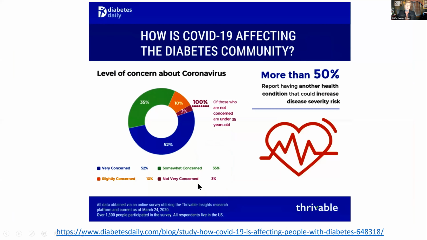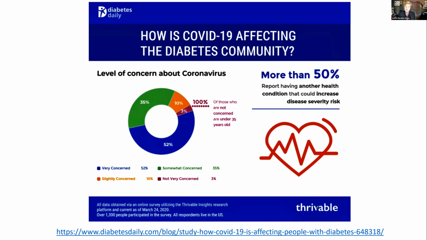These next 3 slides are actually one long infographic, and it's kind of hard for you to see, but you'll get a copy of the slides. Here you can go on to Diabetes Daily and you'll get the whole full infographic. What's important about this information is that it quizzed 20,000 people with diabetes that are members of this newsletter group. 1,300 of them answered.